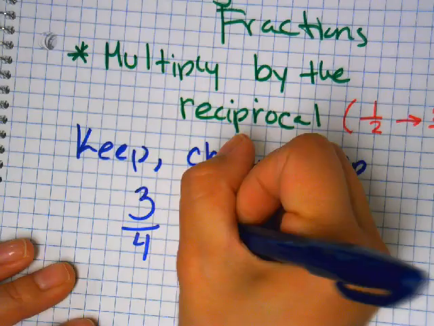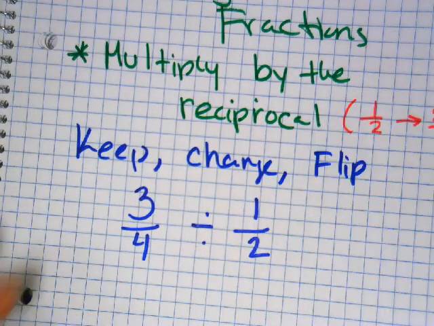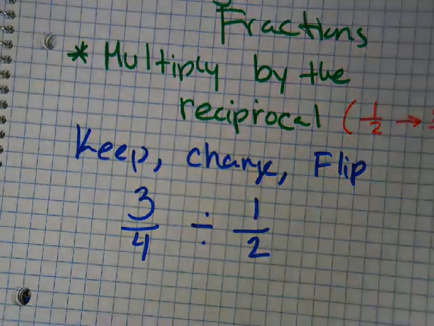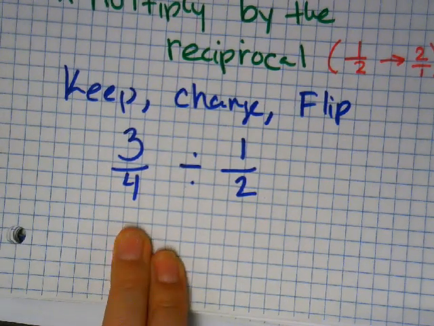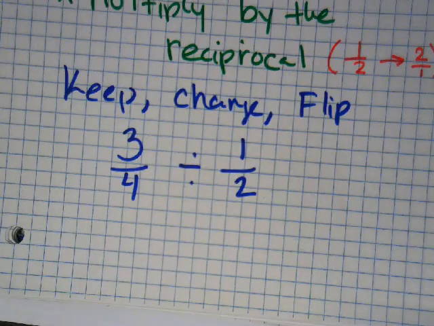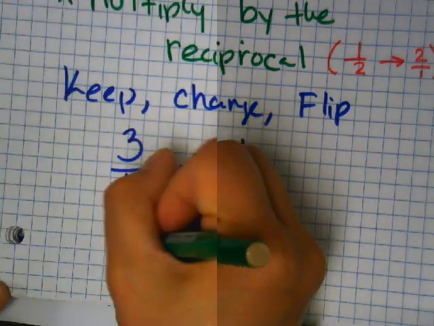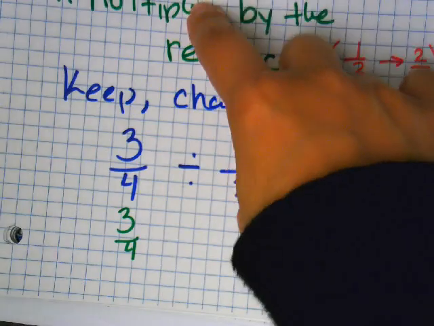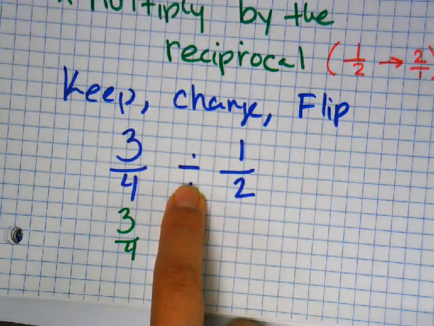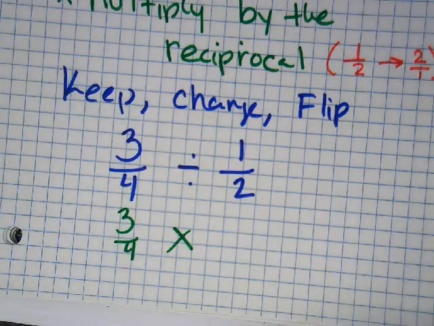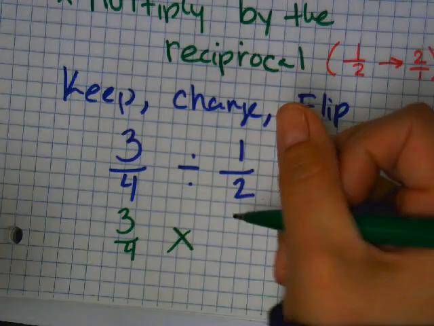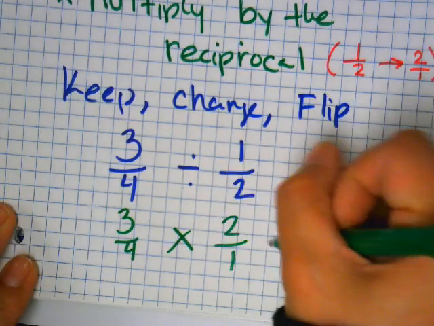3 over 4 divided by 1/2. So, multiply by the reciprocal. Your first fraction is kept the same. You don't change the first fraction. It's exactly the same. Nothing changes on your first fraction. Multiply by the reciprocal. So division turns into multiplication. And then 1/2 gets converted into 2 over 1.